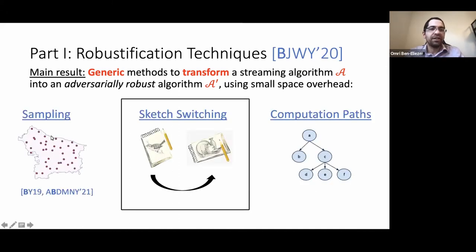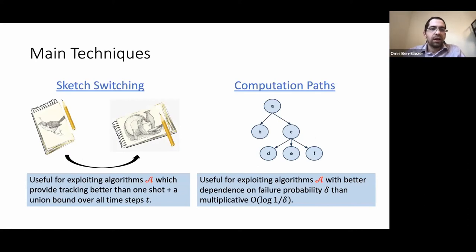Sampling is one such technique, but the two techniques that we provide in this work with Rajesh, David, and Elon are called sketch switching and computation paths. They are incomparable. Computation paths is better for streaming problems where we know there are algorithms that have a very good dependence on the error probability, where we want the algorithm to be correct with probability one minus delta. So computation paths is good if the dependence on delta is better than logarithmic.